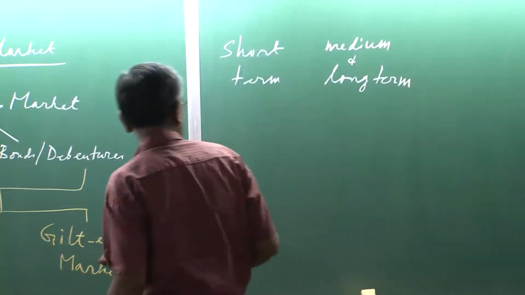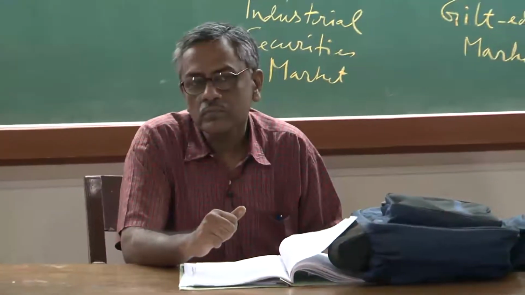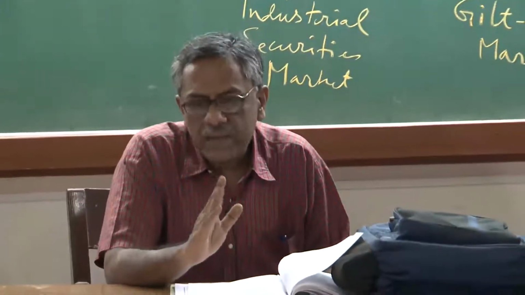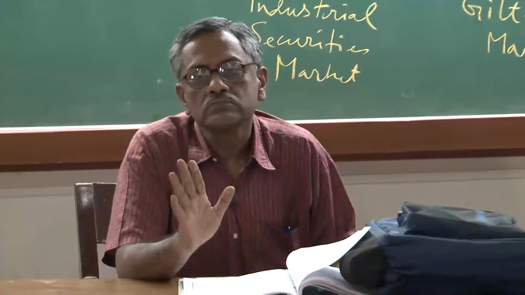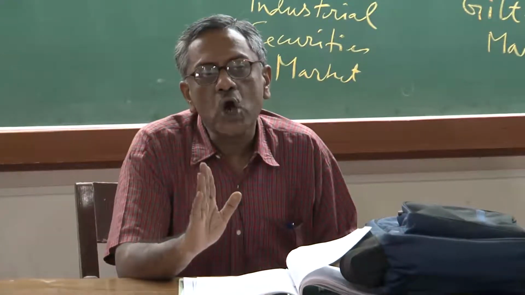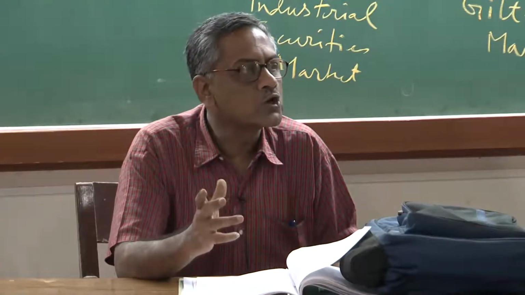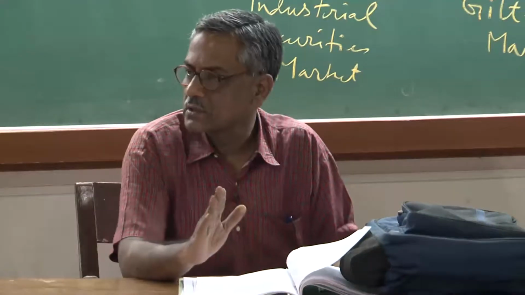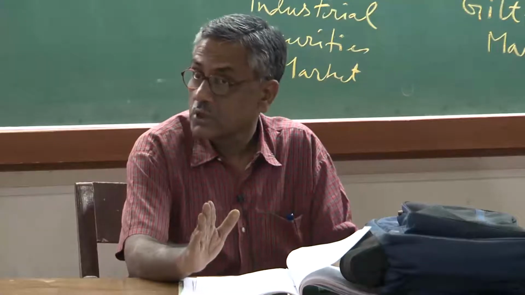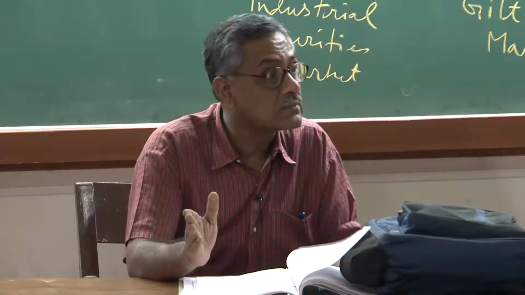They make a distinction between these two: short-term, medium and long-term. Short-term is a typical feature of the money market that you will study. The short-term is defined as something which has a maturity of equal to or less than 1 year. And the money market is full of instruments which are short-term. So many people prefer to call the money market the short-term financial market, and the capital market the medium and long-term financial market. You can call that.